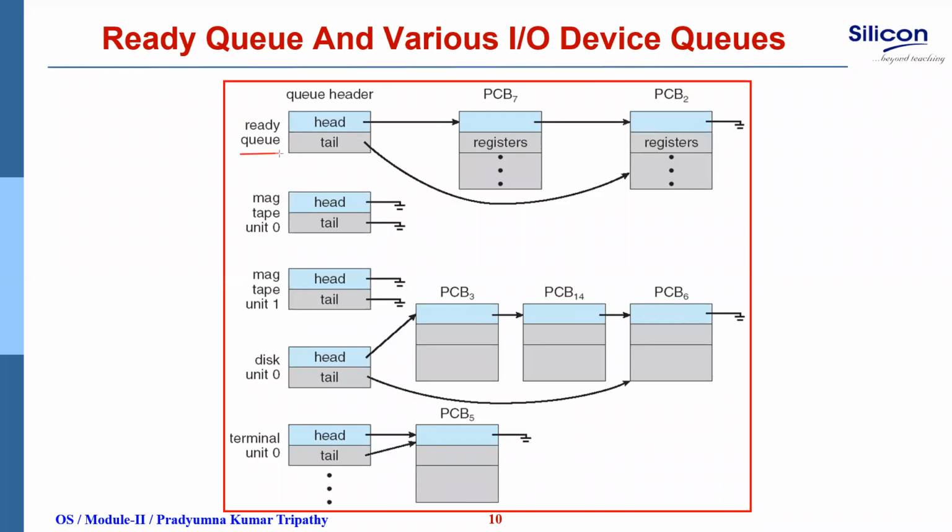You can see over here, this is the ready queue. Now there are multiple processes. This is one process, this is one process. There might be a number of processes. Each process is being linked in a linked list.